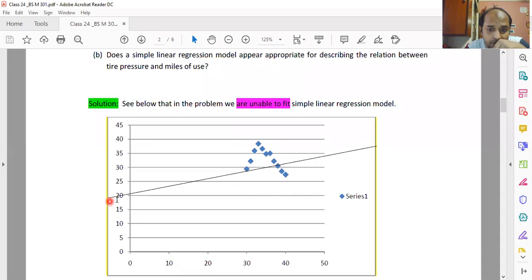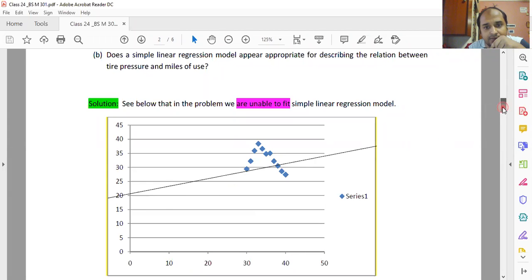If I forcibly draw a straight line like this, you see how many points are above the straight line and how many points are below it. So no way can I fit a regression model to the above problem. In this particular problem, we are unable to fit the simple linear regression model. Before fitting the linear regression model, if you do not verify by using a scatter diagram whether you are allowed to do so or not, then your analysis will be totally wrong.